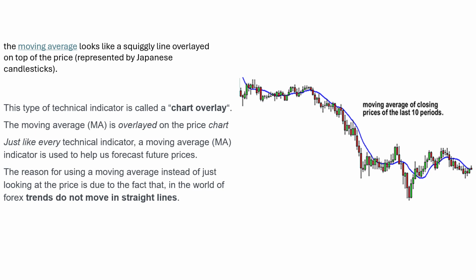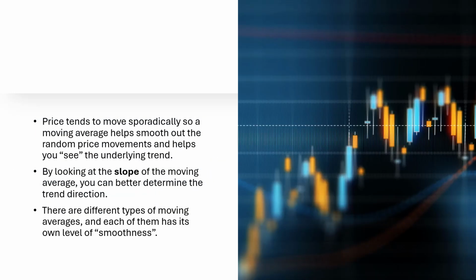Just like every technical indicator, a moving average indicator is used to help us forecast future prices. The reason for using a moving average instead of just looking at the price is due to the fact that in the world of Forex, trends do not move in straight lines. Price tends to move sporadically, so a moving average helps smooth out the random price movements and helps you see the underlying trend. By looking at the slope of the moving average, you can better determine the trend direction.